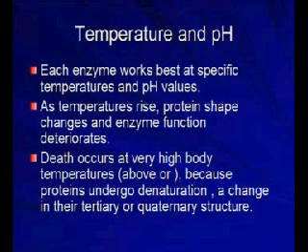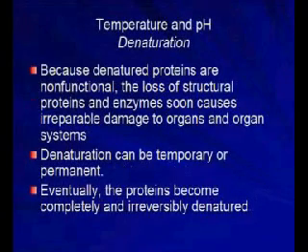As temperature rises, protein shape changes and enzyme function deteriorates. Death occurs at very high body temperatures because proteins undergo denaturation, a change in the tertiary and quaternary structures. Because denatured proteins are non-functional, the loss of structural proteins and enzymes should cause irreparable damage to organs and organ systems. Denaturation can be temporary or permanent. Eventually, the proteins become completely and irreversibly denatured.